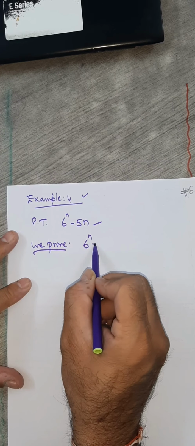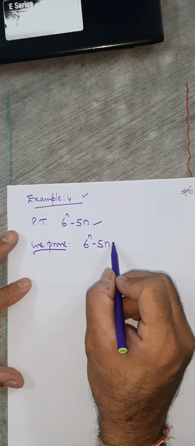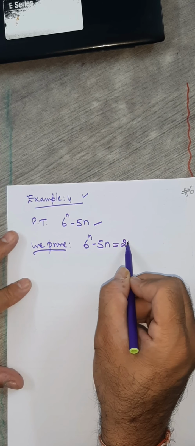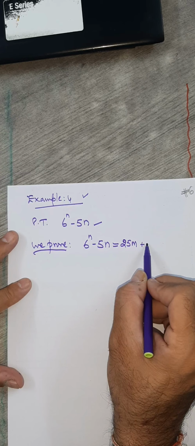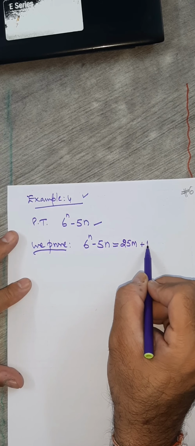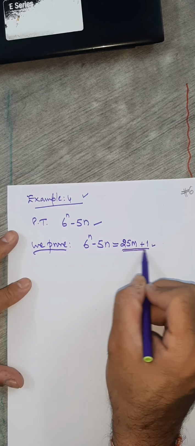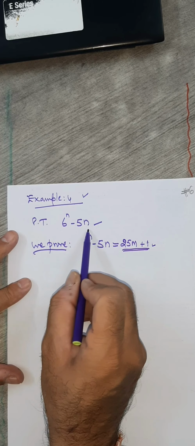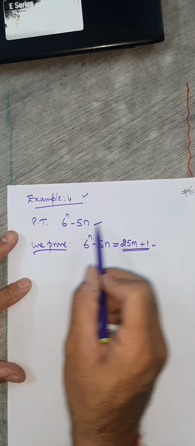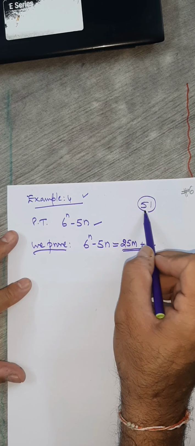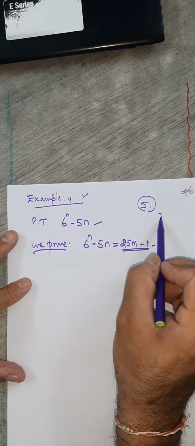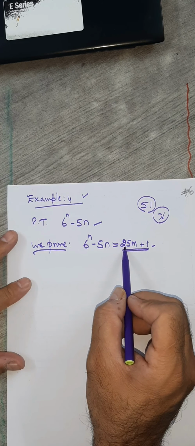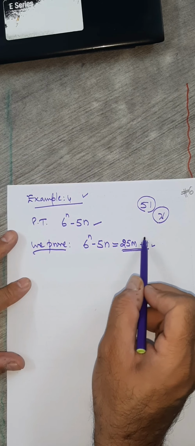What you need to prove: 6 raised to n minus 5n equals 25 into some constant m plus 1. This is the remainder, remember. There's a remainder here. Why plus 1? Because you have a remainder. So this number is like 51. When 51 is divided by 25, remainder is 1. Getting me? It's like 76. When 76 is divided by 25, then the remainder is 1.